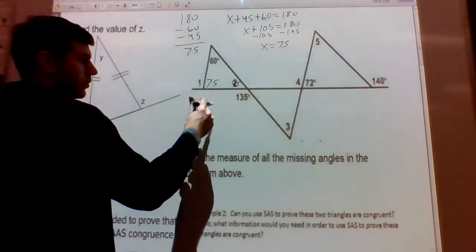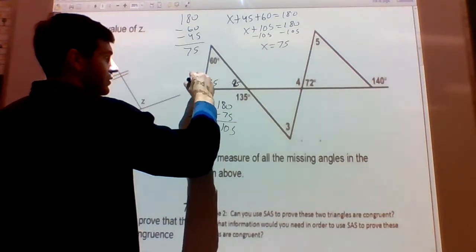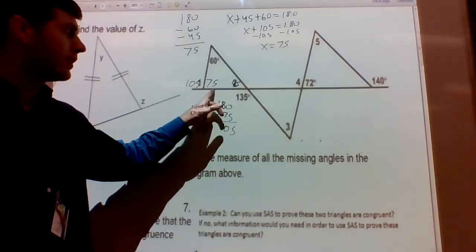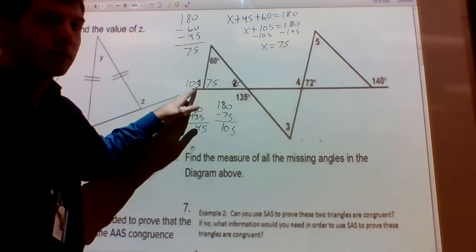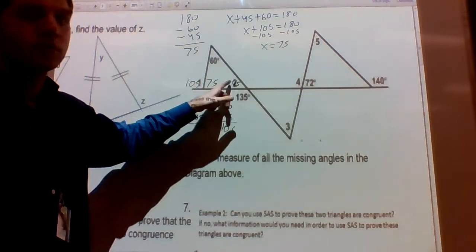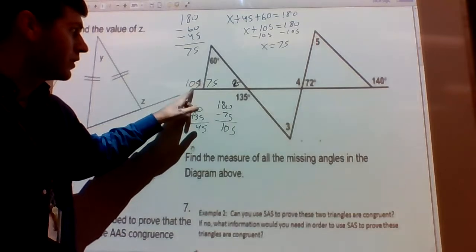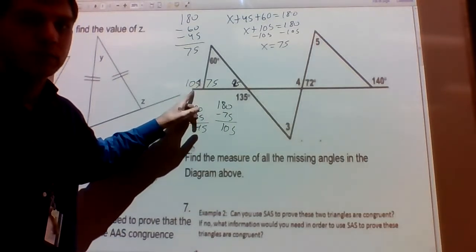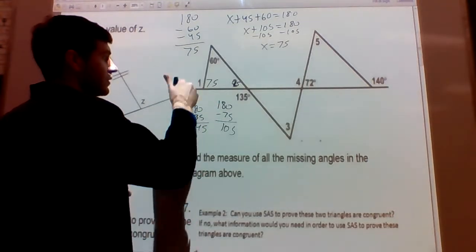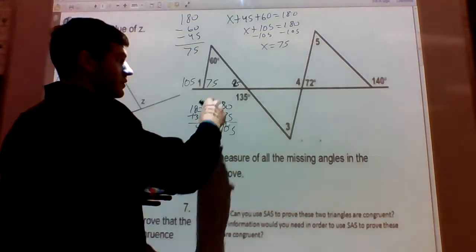Then we have a linear pair, so 180 minus 75 is going to give us 105 degrees. Okay, maybe even easier than that. We didn't really need to figure out that this one was 75. Once we figured out 45, we know that angle 1 is an exterior angle to this triangle. Since it's an exterior angle, it's going to equal the two remote interior angles added together. So 60 plus 45 is 105. So it makes sense that way as well. So we really didn't even need to solve for 75.